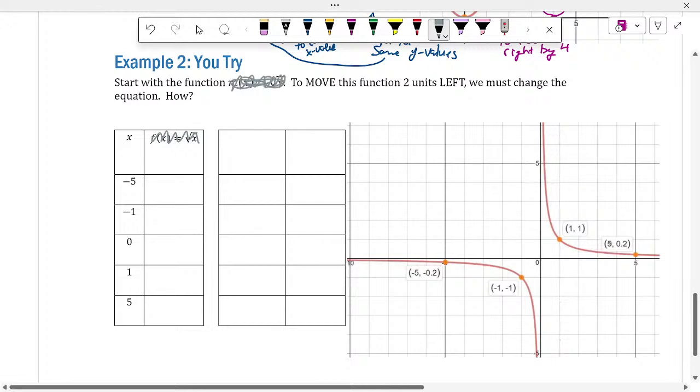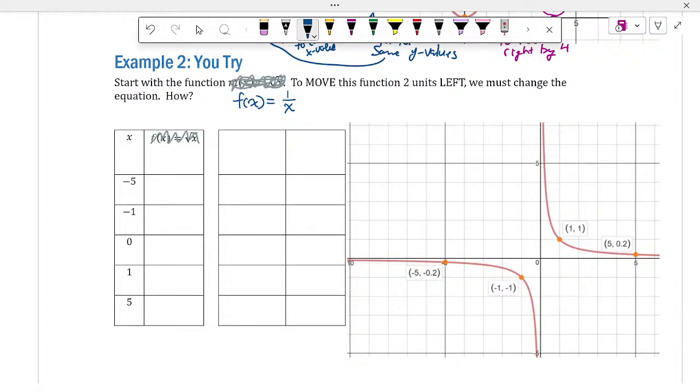Does anyone know what this function is? A very bad looking one. This is f of x equals 1 over x. This is a function we don't really know how to work with very well, right? Do you know how to work with this very well? I don't. Yeah, I don't know how to work with this. That's okay.